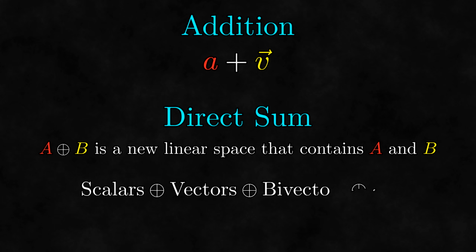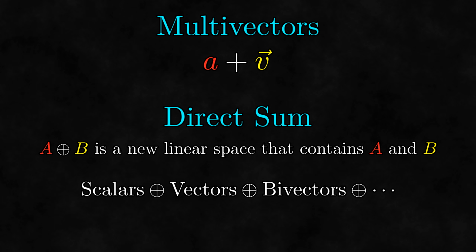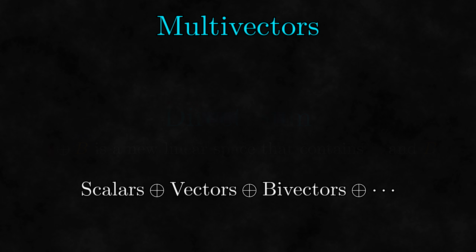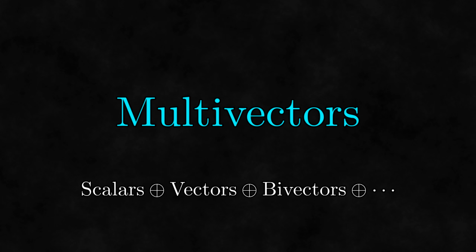We can use a direct sum to add all grades together as well. We can take the direct sum of all grades to produce one single linear space that contains them all. Because this space contains multiple kinds of k-vectors, we call them multivectors. Now you might recall that in my original video on direct sums, I said that the sum of a scalar and a vector is not all that useful. It's a completely different story for multivectors. Multivectors are the fundamental objects in geometric algebra.